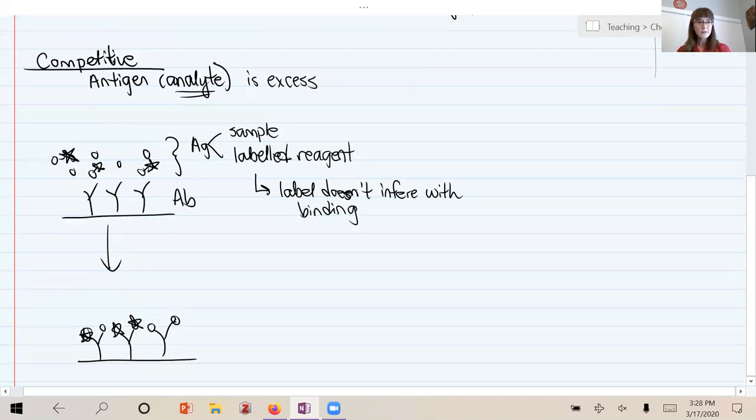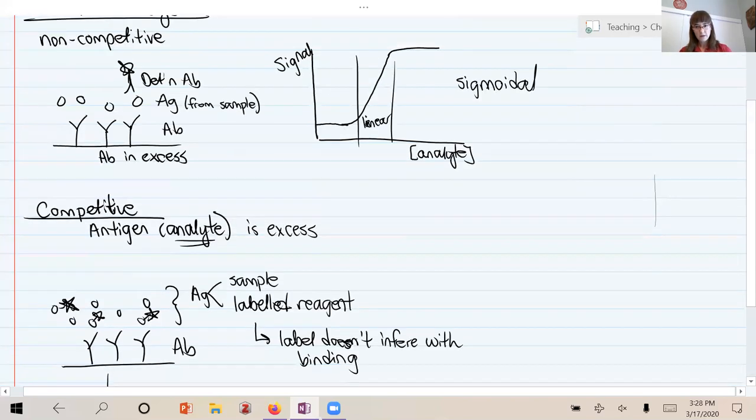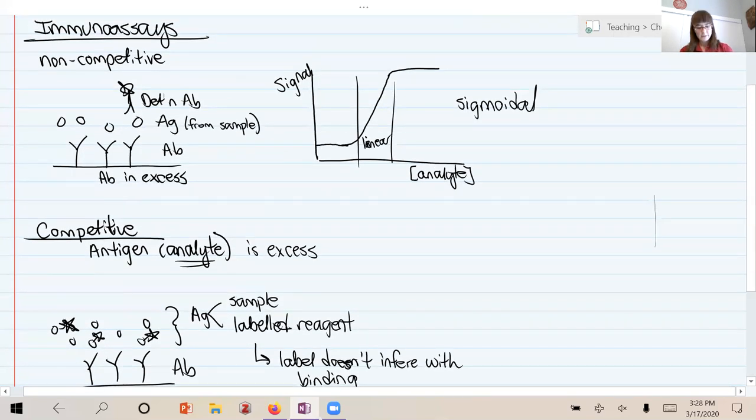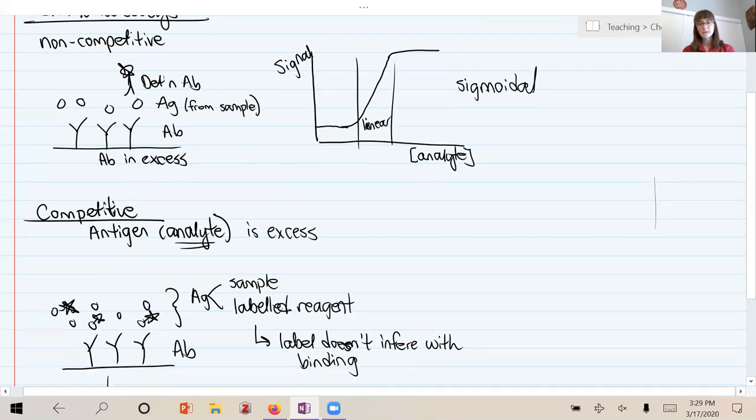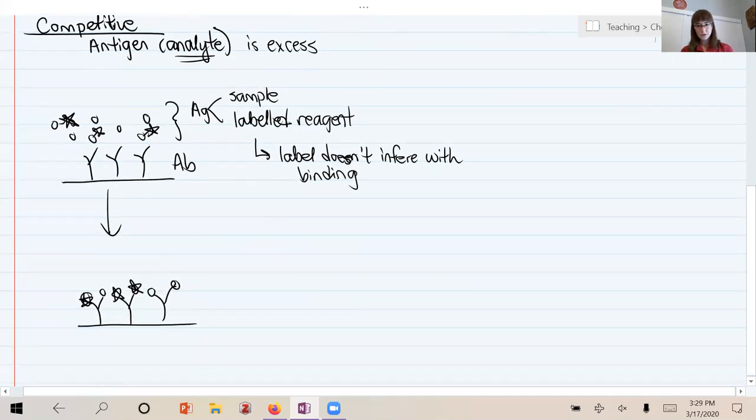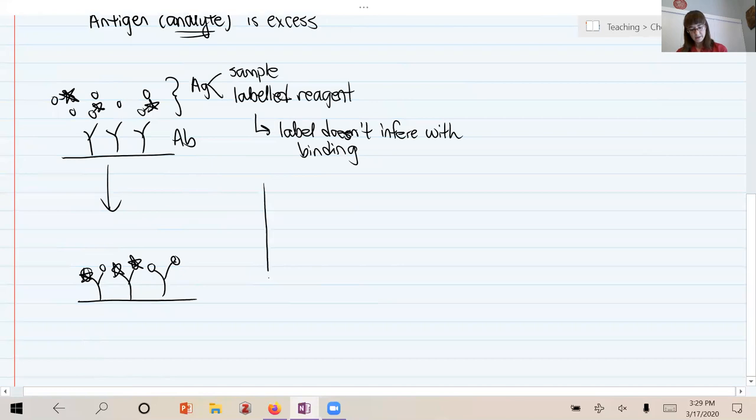All right, so what does the signal look like from this type of assay? Recall, I'll scroll back, that with this non-competitive assay, we had this positive sigmoidal relationship between the signal and the concentration of analyte. So I would ask you, do you think that that holds when doing competition? Let's try to draw, again, what would this curve look like as a function of analyte concentration, trying to measure whatever the signal is.